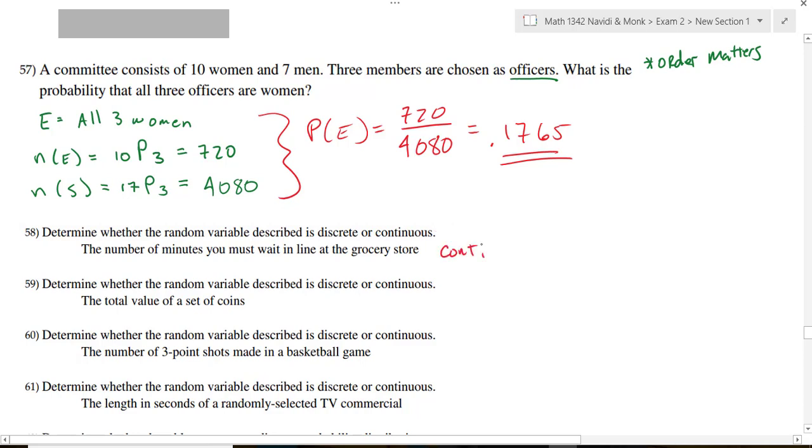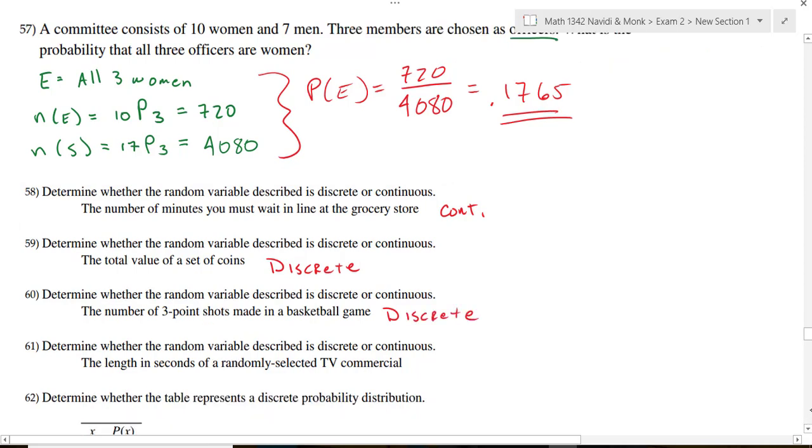The total value of a set of coins. Discrete. Money is discrete. The number of three-point shots made in a basketball game. You can't have a fraction of a shot. It's discrete. The length in seconds of a randomly selected TV commercial. That would be continuous. It's time.